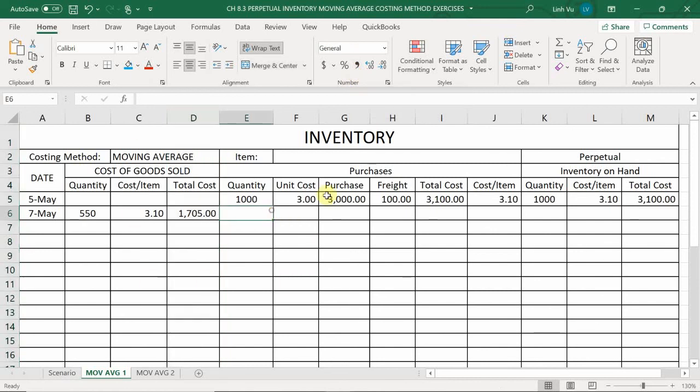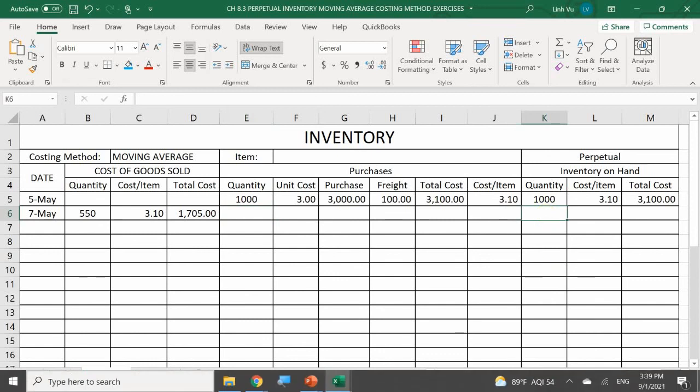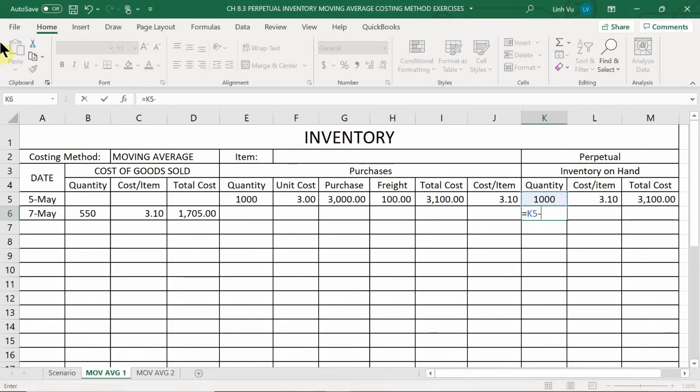Now, this is where you need to pay close attention, okay? And this is how I do it because it makes it a lot easier to do. So within this row right here, I'm actually going to go into the inventory on hand, and I'm going to create a formula here. I'm going to say that I had 1,000 items, and I am going to subtract my 550 to give me a total of 450, okay?